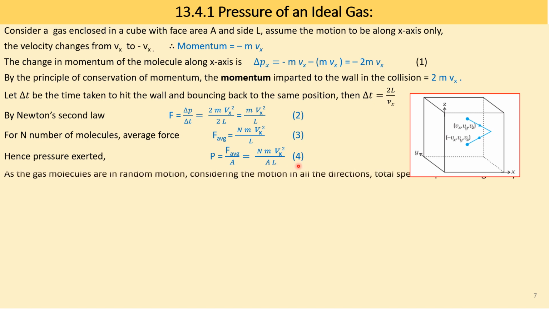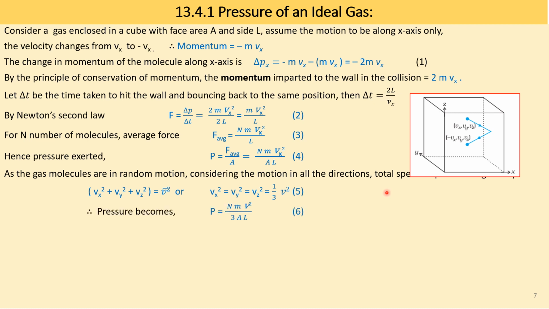Let it be equation 4. As the gas molecules are in random motion and considering the motion in all directions, we can write the total speed of the particle as Vx square plus Vy square plus Vz square. Vx square is equal to Vy square is equal to Vz square, that is equal to 1/3 of V square. Let it be equation 5.